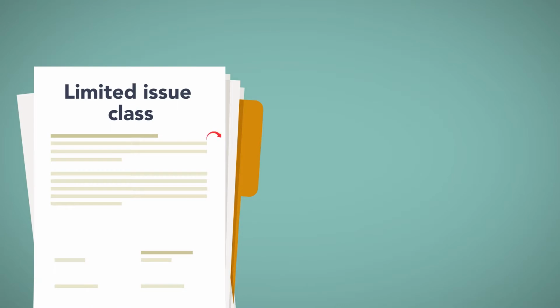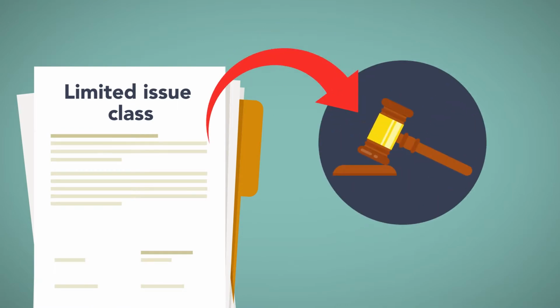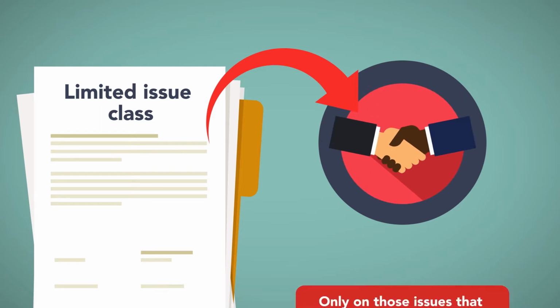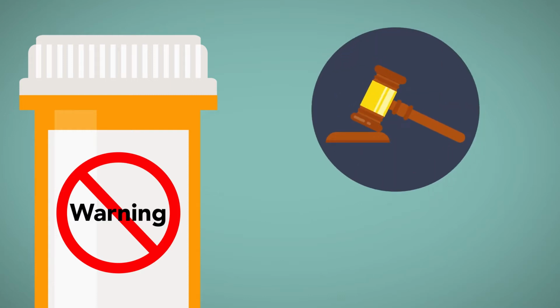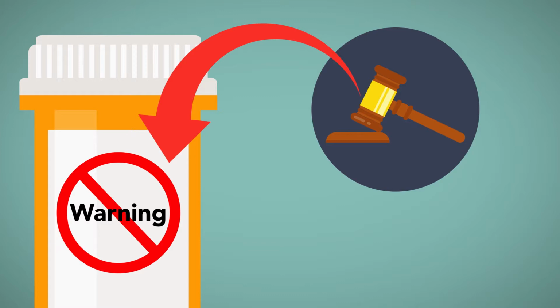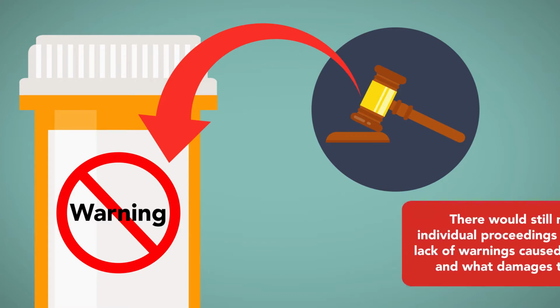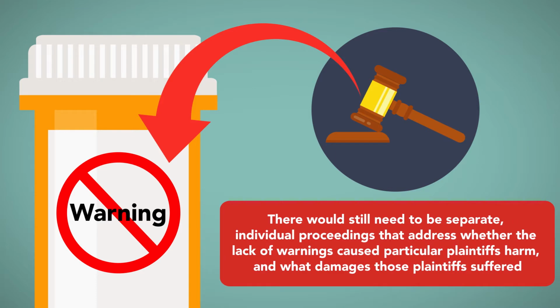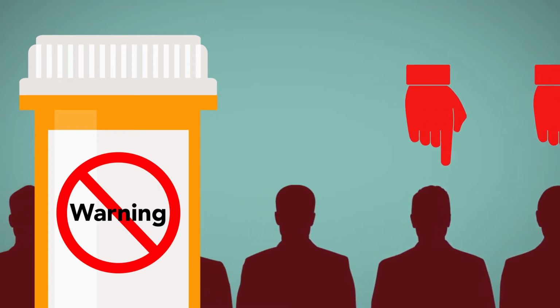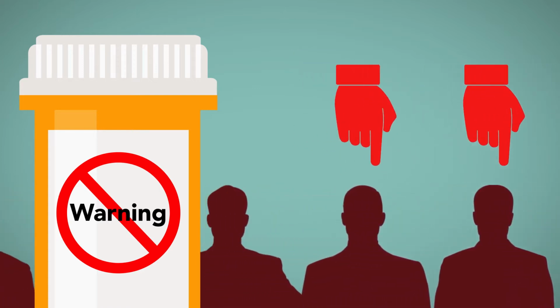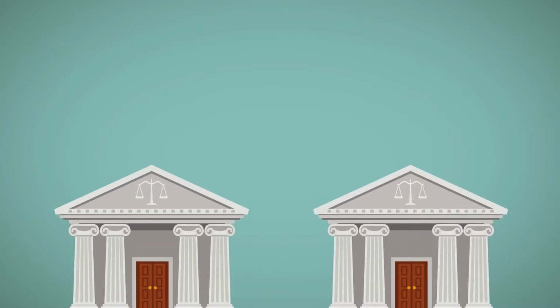Limited issue classes, however, will have a trial only on those issues that are part of the class. The results of that trial will bind all members of the class, but only on those issues that are part of the class action. For example, if there is a limited class on the issue of the adequacy of the manufacturer's warnings about a product, the trial for that class will only address the warnings. Assuming that the verdict of the trial is that the warnings were inadequate, there would still need to be separate individual proceedings that address whether the lack of warnings caused a particular plaintiff's harm and what damages those plaintiffs suffered. All claims outside the class would need to be tried individually, plaintiff by plaintiff, as would all issues outside the class.